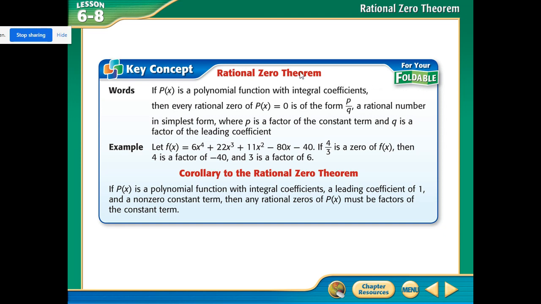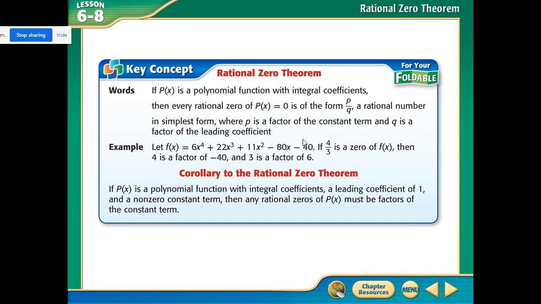What this rational zero theorem will help us do is find specific values to test. Instead of just testing any of them randomly, we're going to focus in on certain ones. We're going to look at the constant term, the number at the very end, and the leading coefficient term. And those two numbers will help us decide what numbers we should try in our synthetic division.